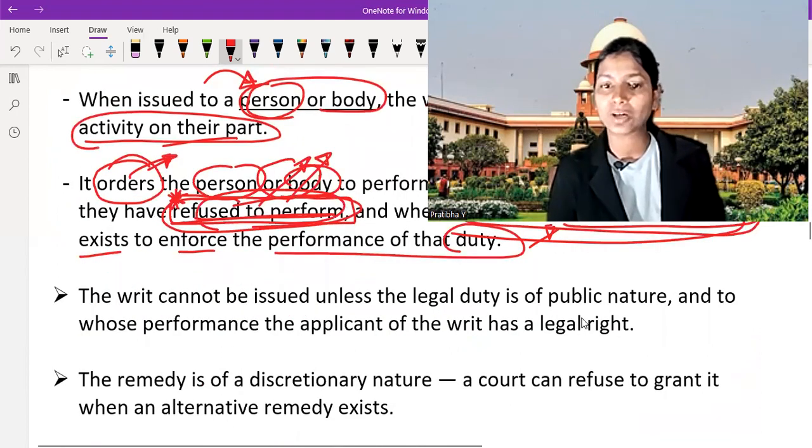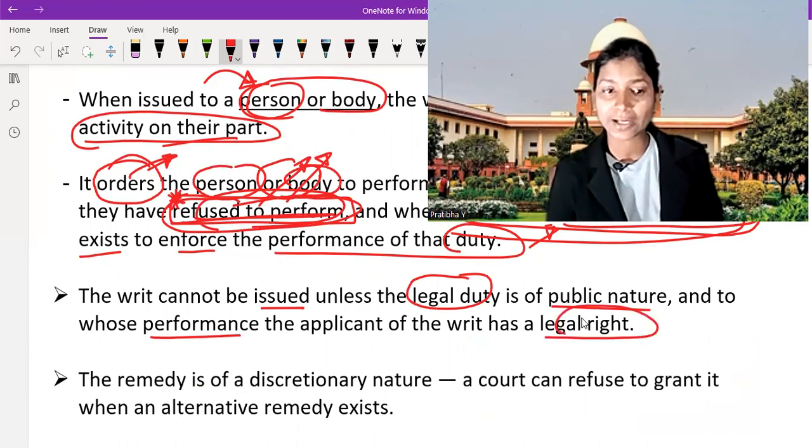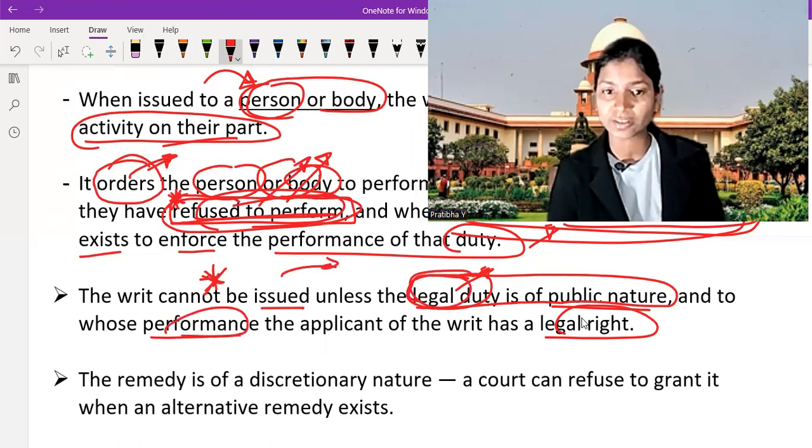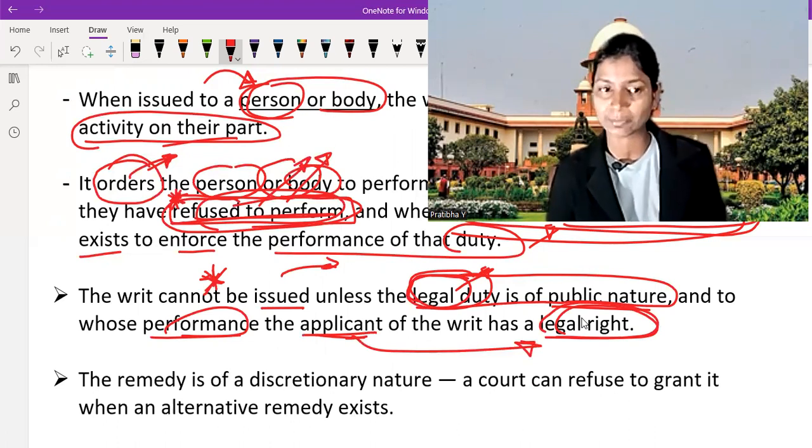The writ cannot be issued unless the legal duty is of a public nature and the applicant of the writ has a legal right to its performance. Okay, so we cannot issue a writ unless the legal duty is of a public nature. If the duty is not of a public nature, then we can't issue a writ. If the duty is of a public nature, then we issue a writ, and the applicant of the writ has a legal right to the performance of the duty. So only if these two conditions are met do we issue the writ. If they are not met, then we do not issue a writ.